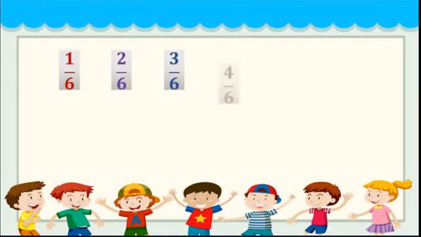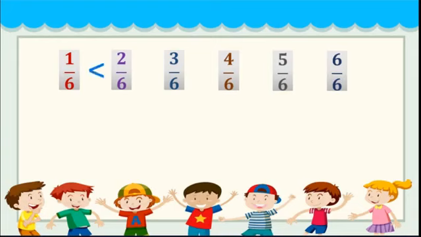See students, I will write the same thing here. See, in the 6 given parts, one part is colored. The colored part is 1 upon 6. One part is colored, and in the second, 2 parts are colored. So one part is less than 2 parts.